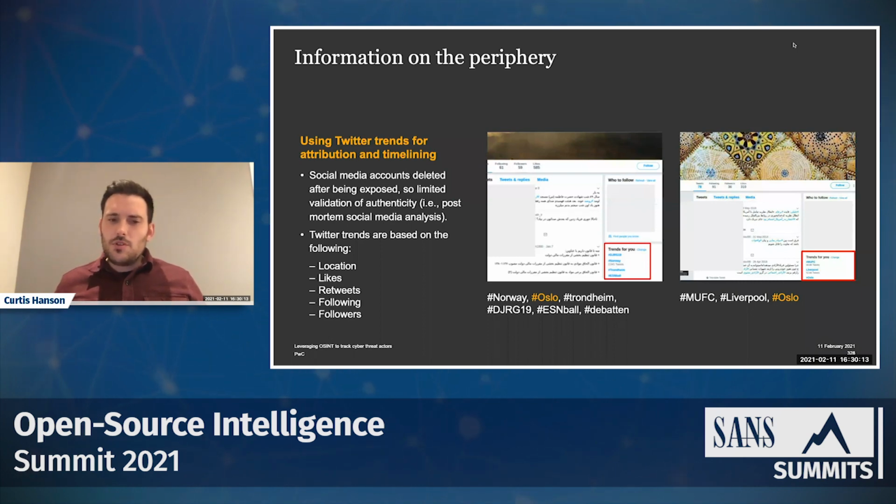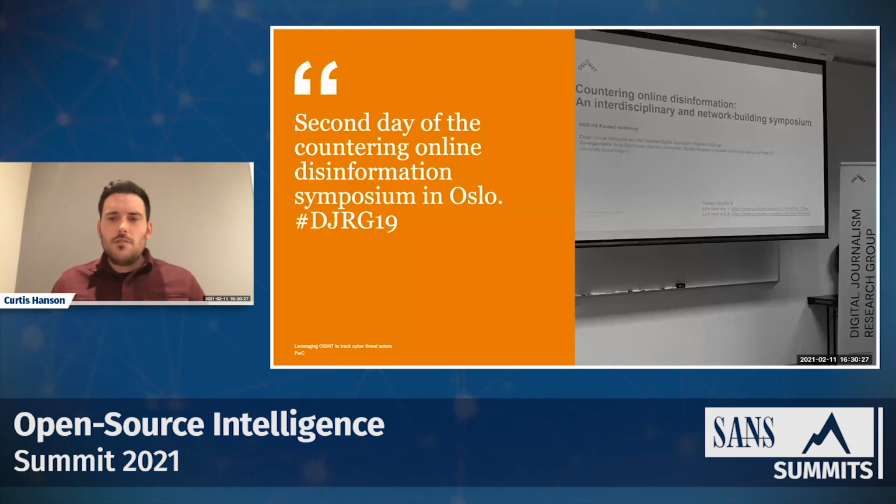This is clearly some sort of acronym. The 19 corresponded to that year, 2019. And so I just popped that into a search engine, in this case Google, and I found something quite interesting. What I found was it stood for Digital Journalism Research Group. And this group put on a symposium in Oslo, but the symposium was on countering online disinformation.